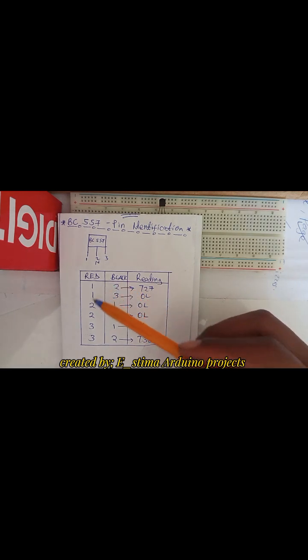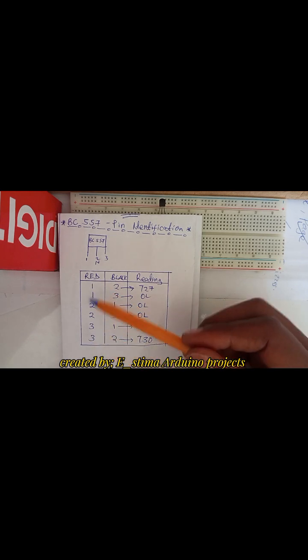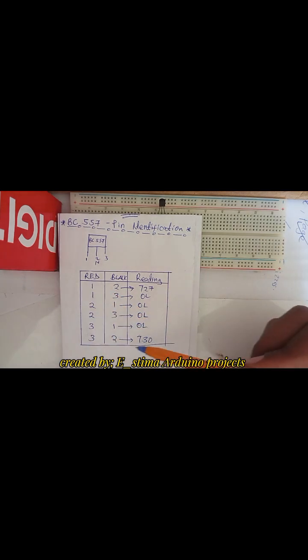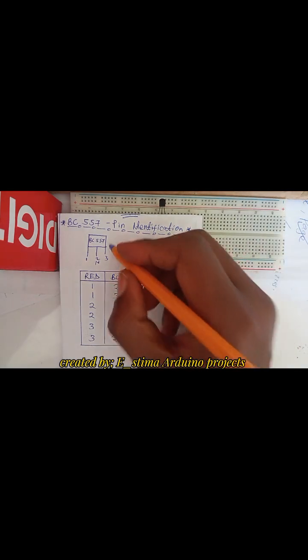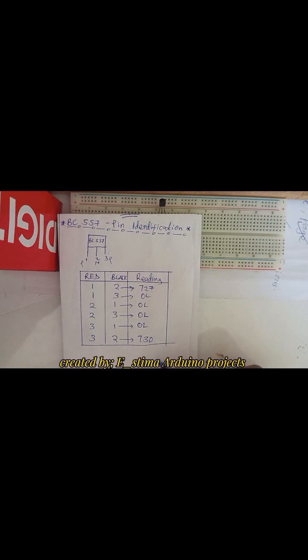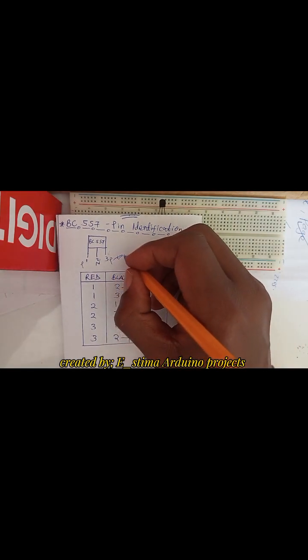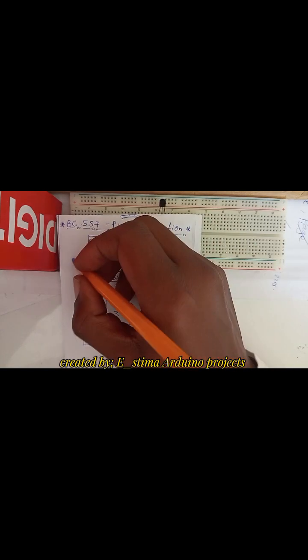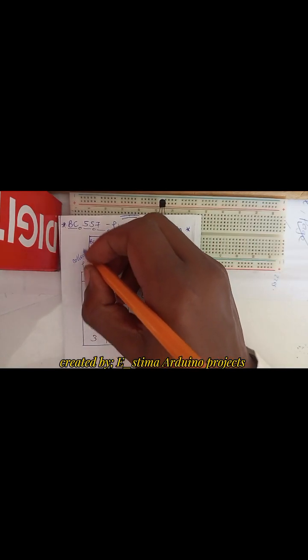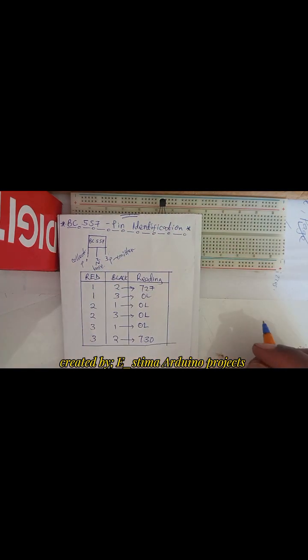Then between 1 and 3, both of them are going to be p-type material, and 3, because it has a higher reading, is going to be my emitter, and 1 is going to be the collector, and 2 is going to be the base.